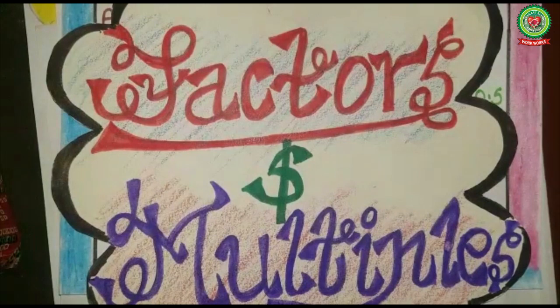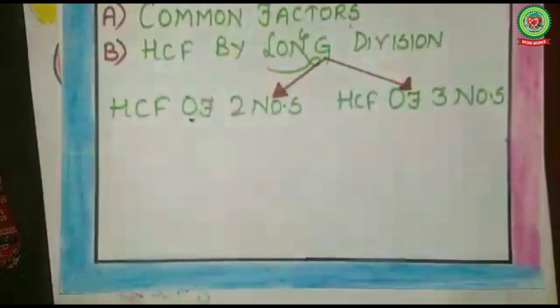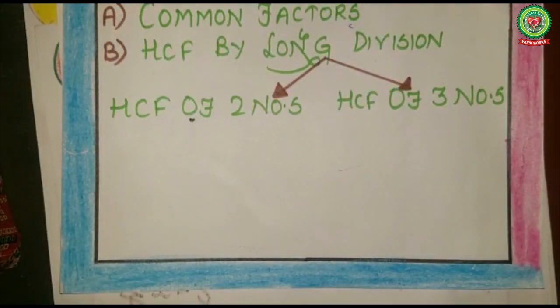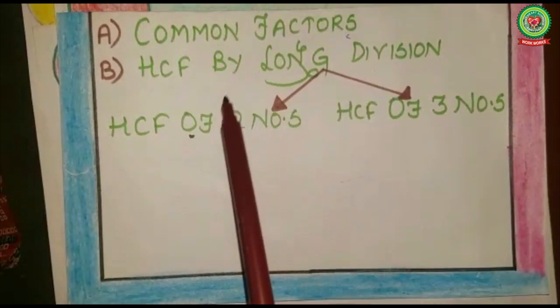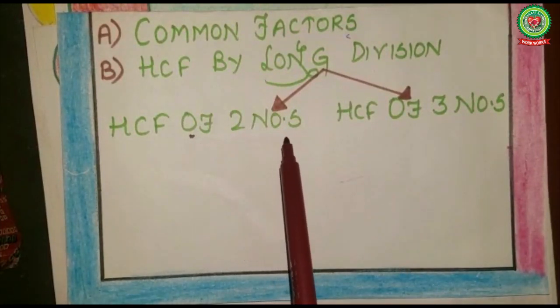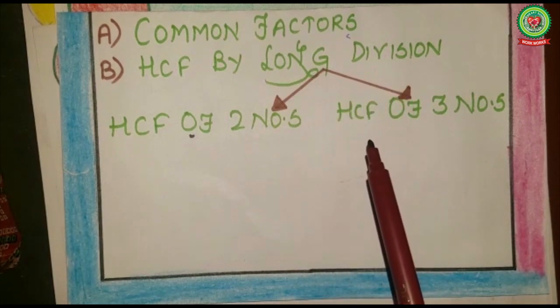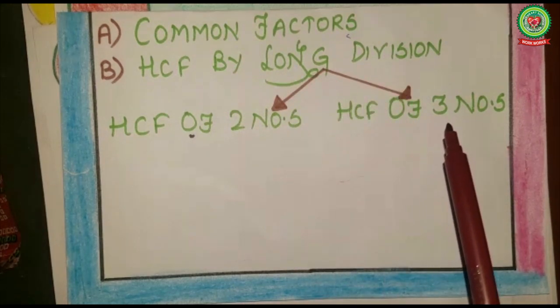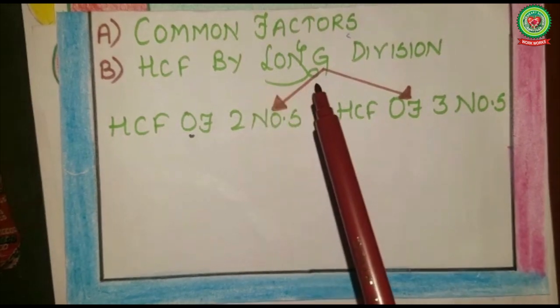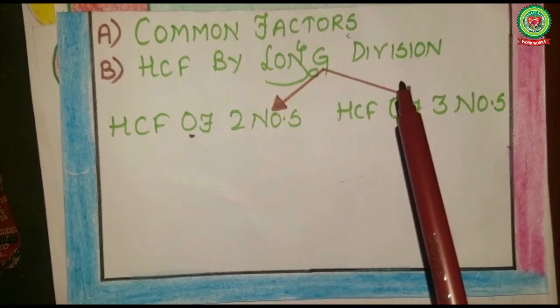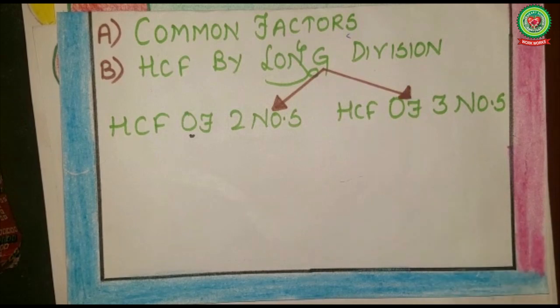Students, in chapter factors and multiples, you have already done topic common factors and HCF of two numbers by long division method. Today, I will discuss with you HCF of three numbers by long division method. To understand this topic, let's take some examples.